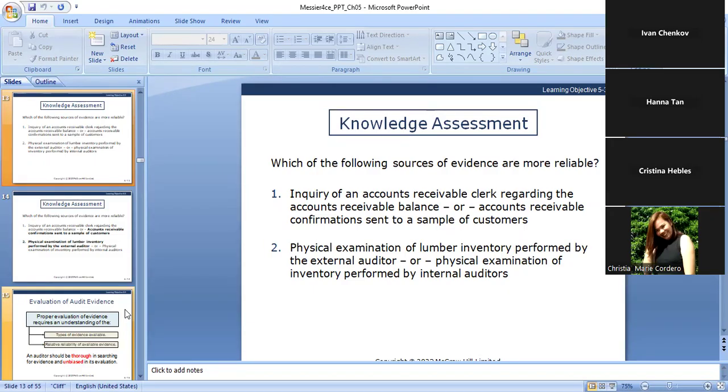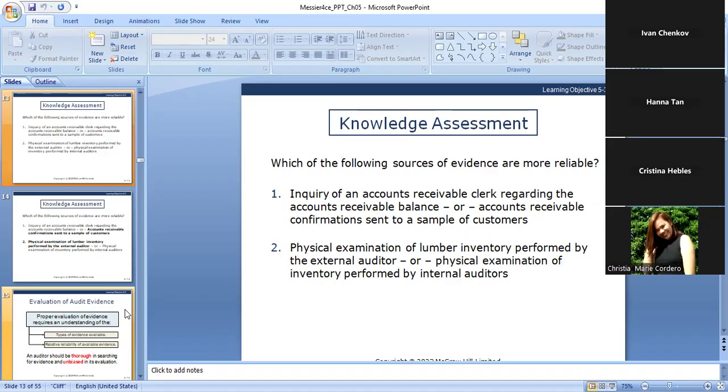So next, the two choices that we have for the third one are physical examination of the lumber inventory performed by the external auditor, or physical examination of inventory performed by the internal auditor. External auditor. Yes, the external auditor is always going to be better, unless you're 100% relying on the internal auditor.